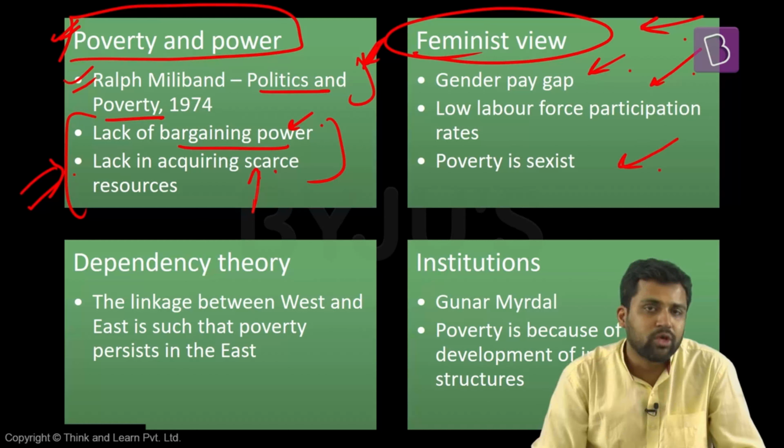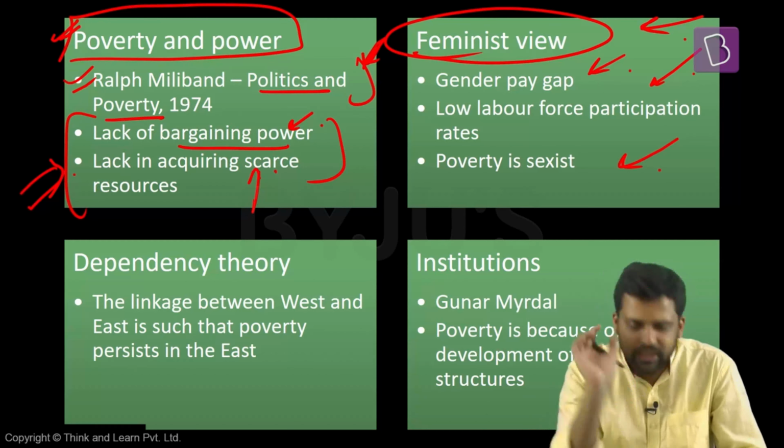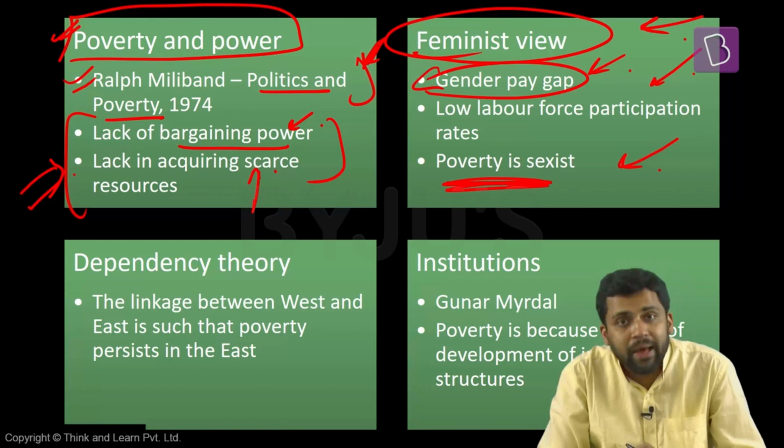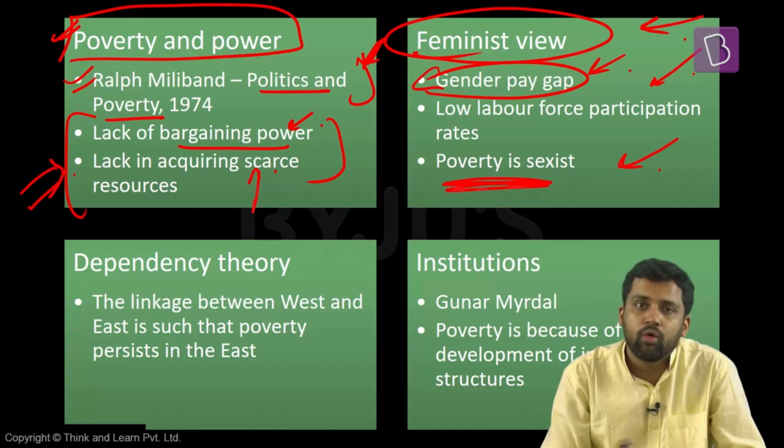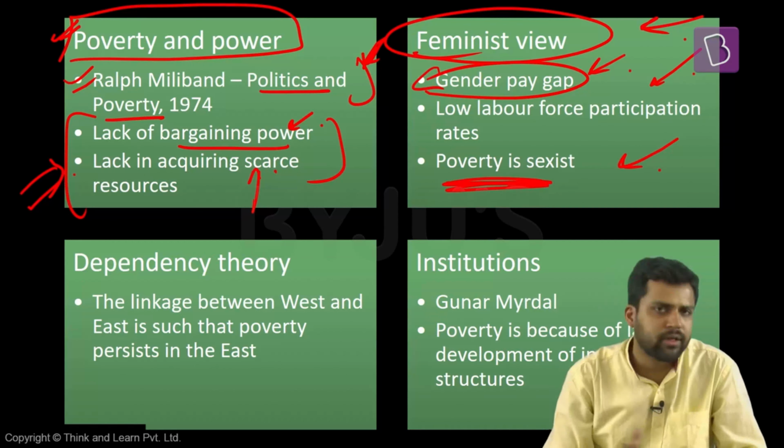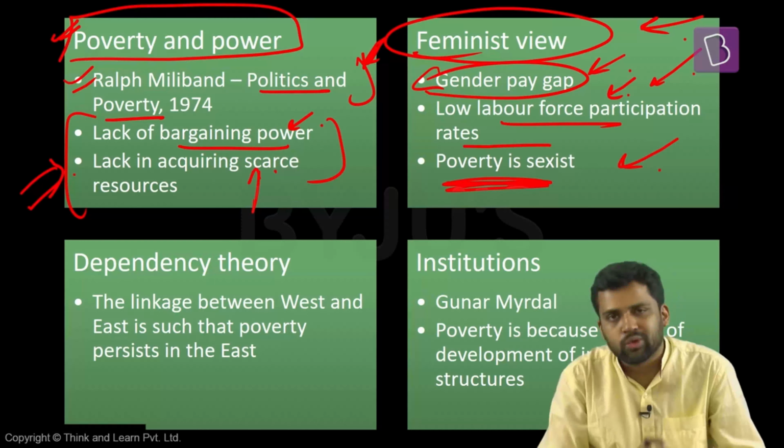What can be the possible reasons for the perpetuation of poverty among females? We'll see in a while. But keep this in mind, poverty is sexist. More women are impacted by poverty. There exists a gender pay gap. For the same amount of work, men are paid more than their women counterparts. And this is not only prevalent in India, other parts also have it. Apart from this, women's participation in the labor force is also less.